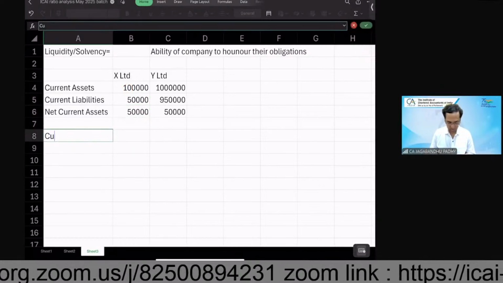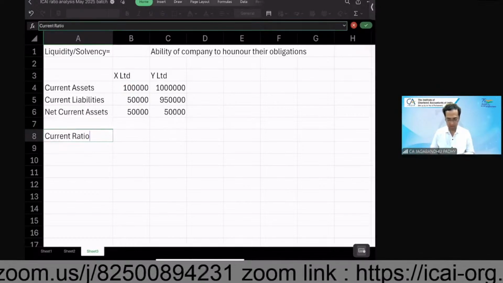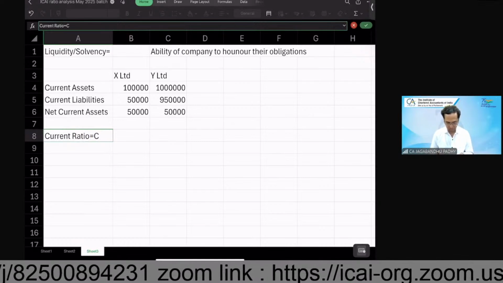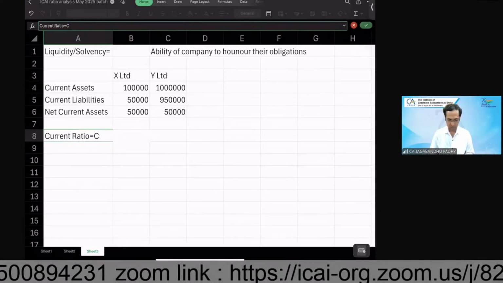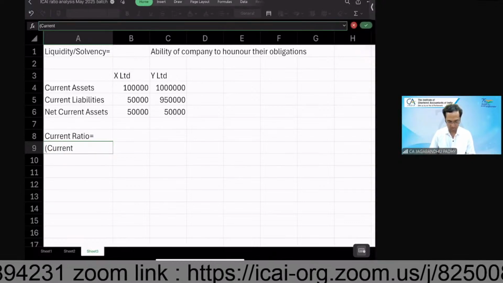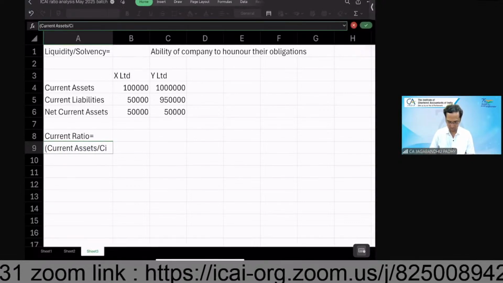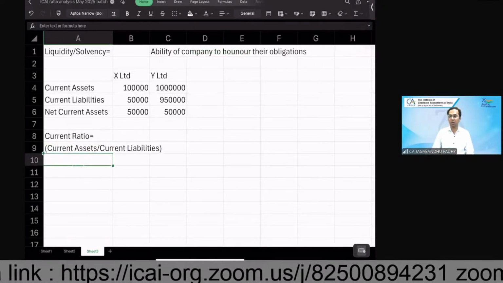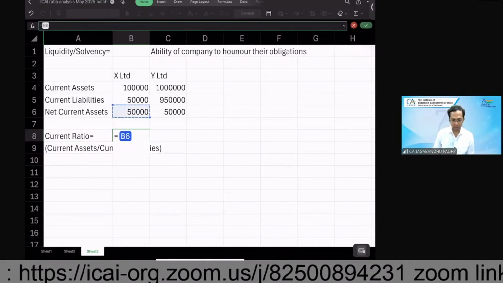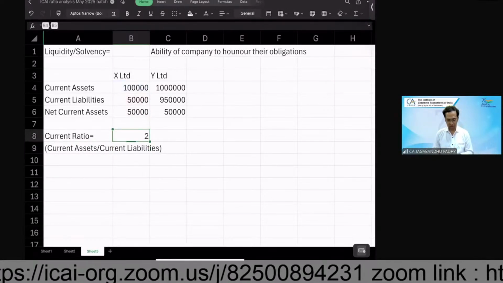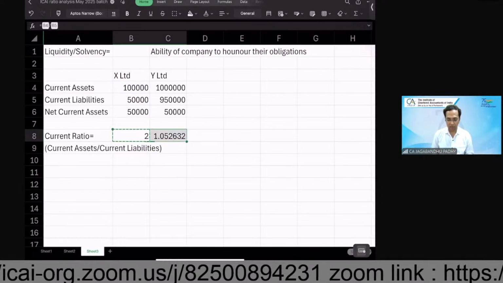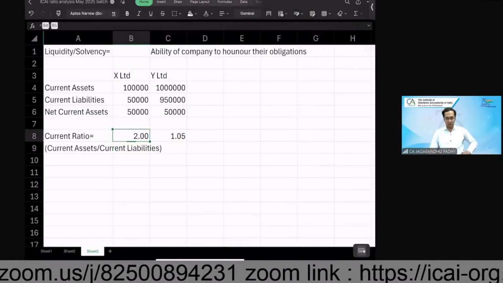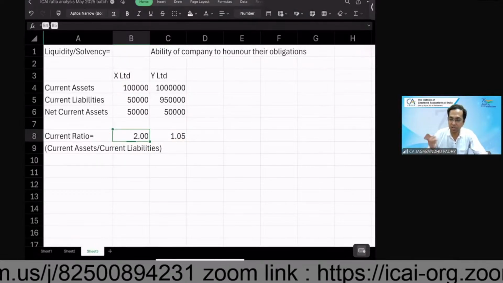So here we calculate a ratio called the current ratio. Current ratio is computed as current assets upon current liabilities. If you take current assets upon current liabilities, we get the answer as 2 for X Limited, whereas over here it is 1.05. So the current ratio for X Limited is 2, and for Y Limited it is 1.05.